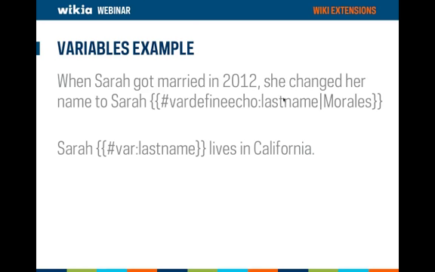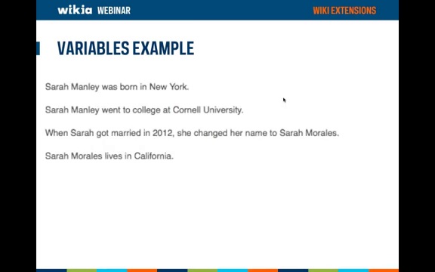We can do that with the var define echo, as you see here. From this point onwards in the page, Sarah's last name will change to Morales rather than Manley. And here is the result of those above set of lines. You can see Sarah is born, has her maiden name, gets married, and her last name changes, and all future mentions of her last name will appear as her married last name. Variables are helpful for repeating as well as updating terms and can be adjusted on the fly at any time.